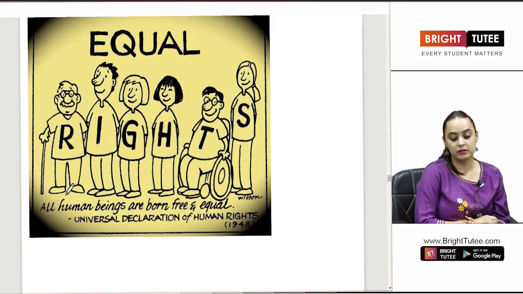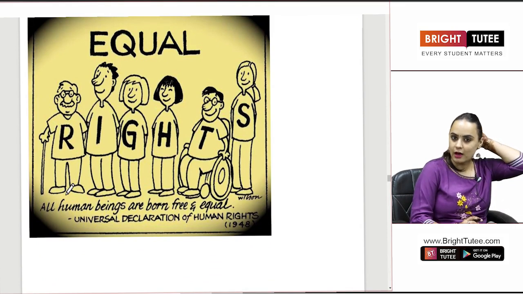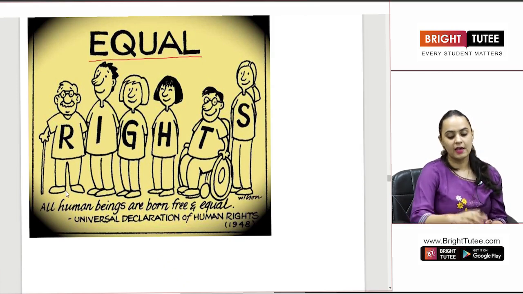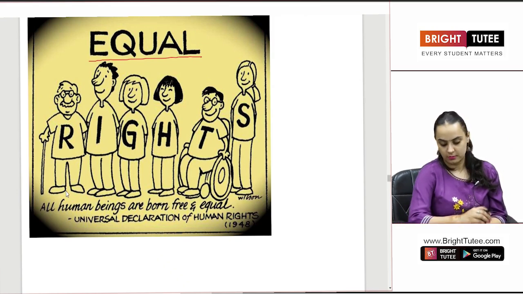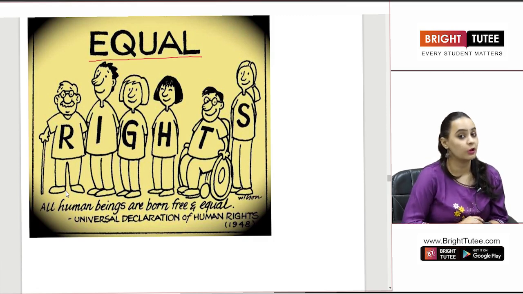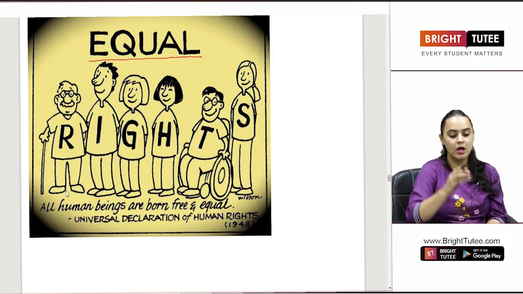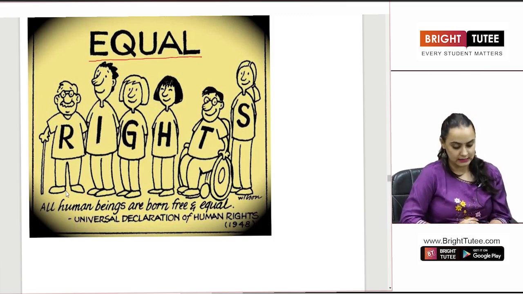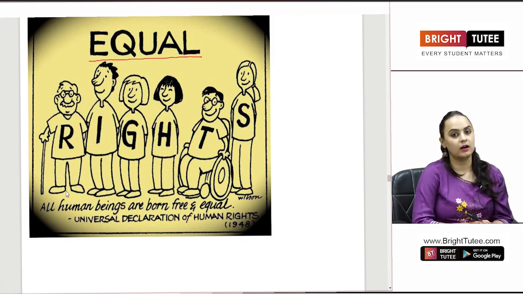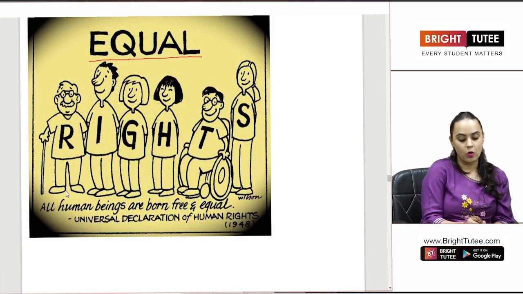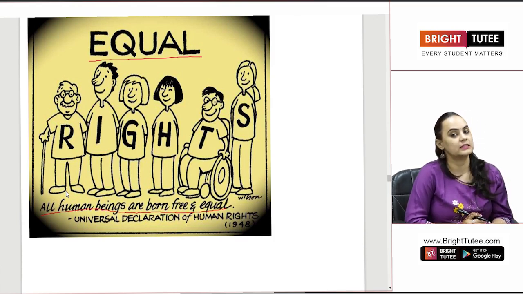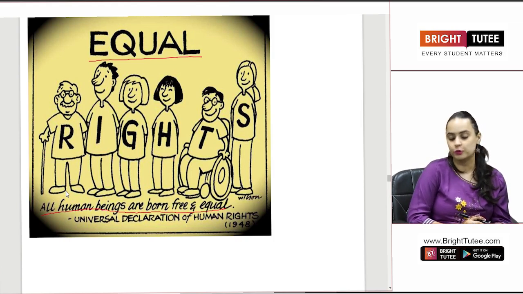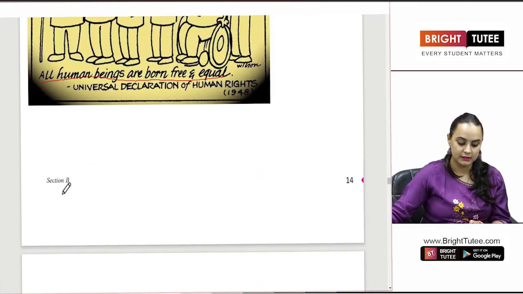Then this is about equal rights. You see how beautifully this poster has been made: equal, and then for rights, every sort of person has been drawn, from aged to young to one who is physically disabled. So every kind of person has been shown in the picture in order to talk about the rights. And then it has a beautiful quote at the end that all human beings are born free and equal. And who said this? This was issued by the Universal Declaration of Human Rights in the year 1948.